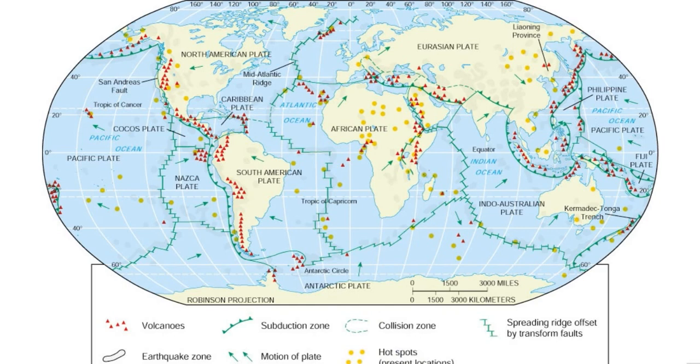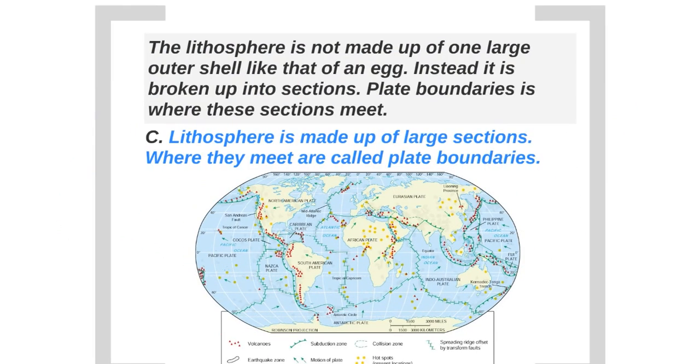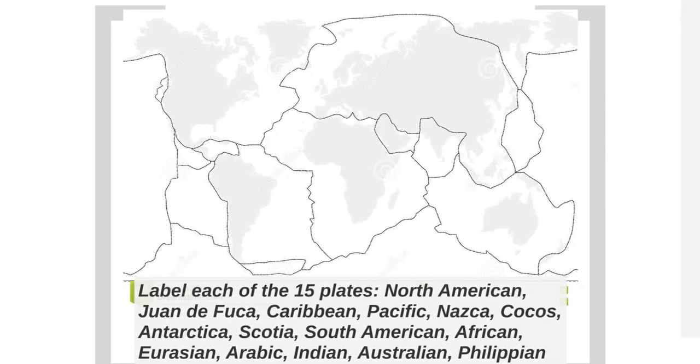Alright, now what I want you to do is label your map with each of the 15 plate names. So right here, North American, Juan de Fuca, Caribbean, Pacific, Nazca, all these different names of the plates. I might not be able to pronounce this one, Scotia. The other ones you should be able to pronounce. These are places where you probably should know where these plates are, just based on basic geography.